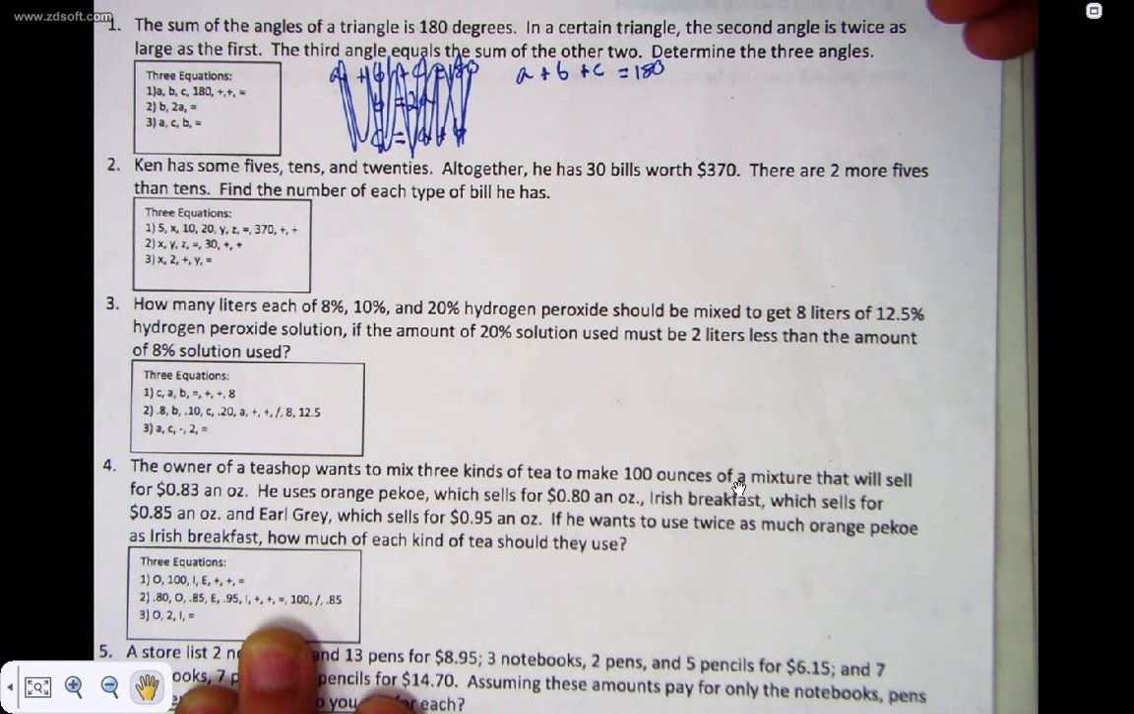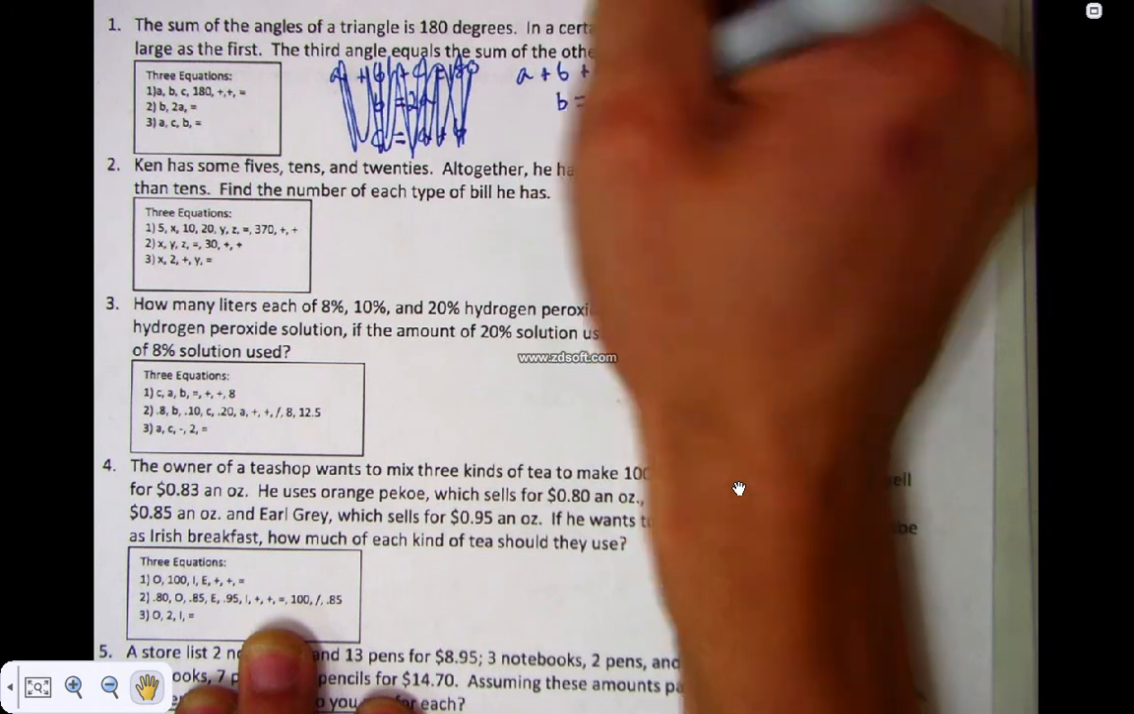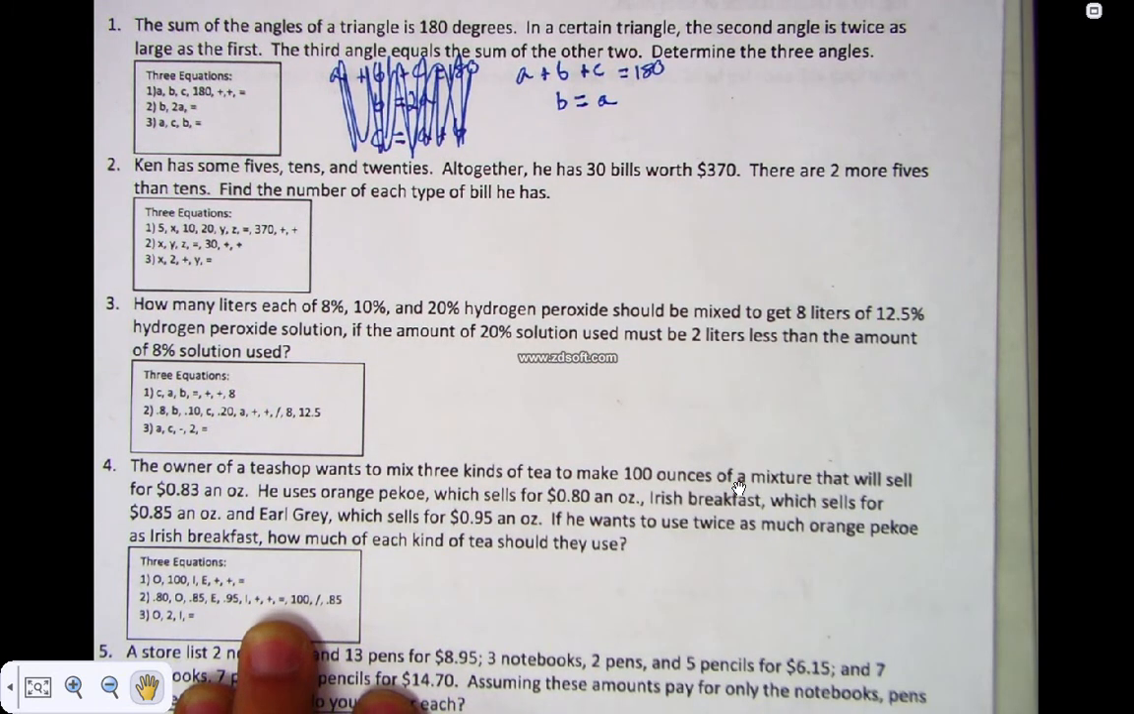The next thing it says, in a certain triangle, the second angle is twice as large as the first. So we're comparing two angles right now, the first and the second. So let's go ahead and just compare them with an equal sign, B equals A. That's how I like to start it. If I'm comparing two things, I'm gonna start it like that. Then it says the second angle, which is B, is twice as large as the first.